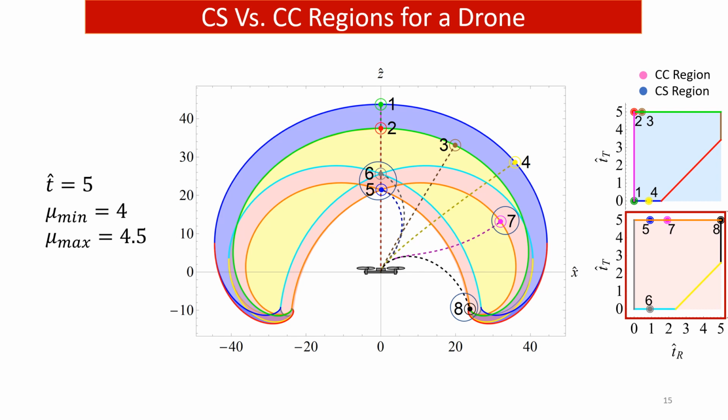Knowing that the yellow regions are reached by input sequences that are not candidate optimal controls, the yellow region spans between the CC and CS sets.